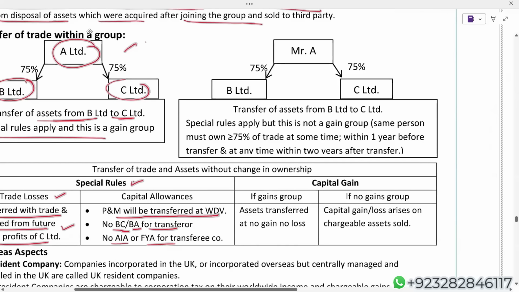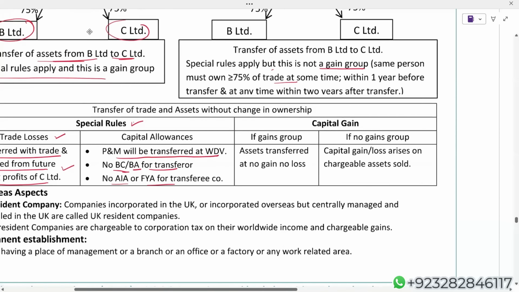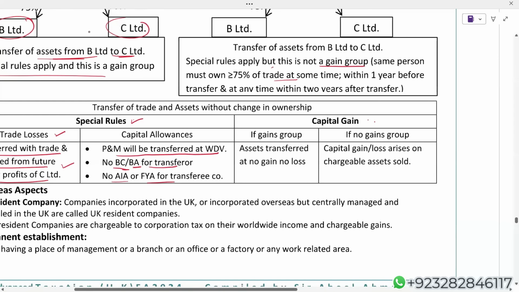Mr. A owns B and C. Now B is transferring its entire business to C, but it's not a capital gain group. Transfer of assets from B Limited to C: the special rule applies, even though this is not a gain group, if the same person owns more than 75% of the trade at some point within 1 year before the transfer. Now look at this, capital gain. If gain group assets are transferred, it is no gain, no loss. If not a gain group, a capital gain or loss will arise.